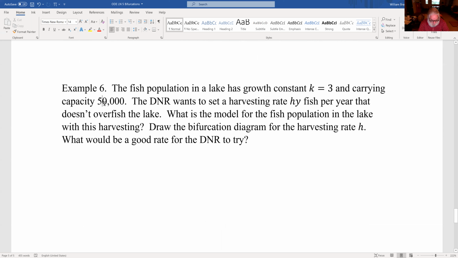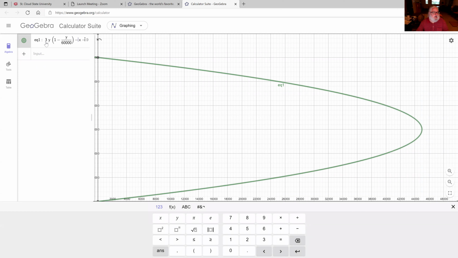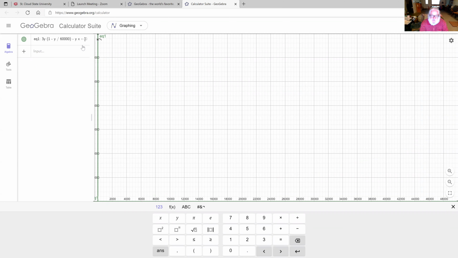And I actually want this also to be 60,000. So we'll go back to GeoGebra. We'll get rid of this and we'll just say, okay, our equilibrium now, 3y times y minus y was 60,000. X is still our harvesting rate, but we want to change the model so it's x times y. And we'll see what that gives us.